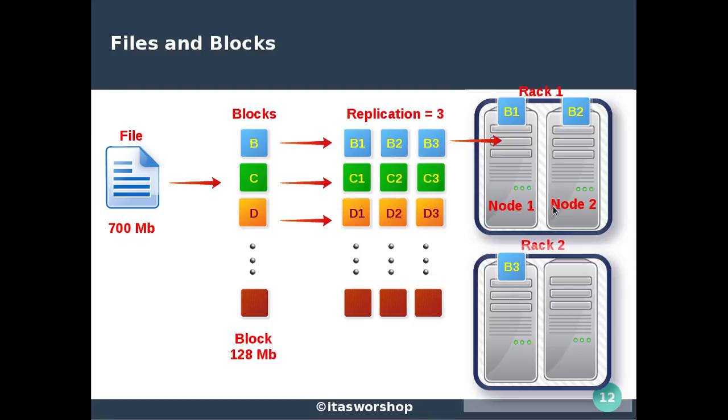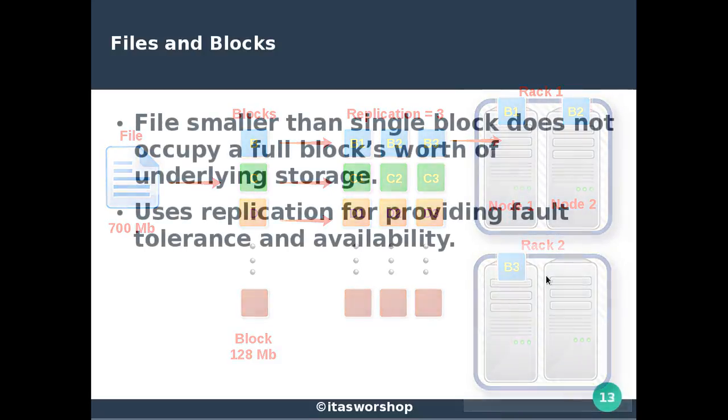That's how, if this node 2 goes down, we can retrieve this block B1 from node 1, and if this rack goes down, we can retrieve it from B3. So this provides fault tolerance. Even if some node is down, we can retrieve a particular block from another location. So your file is divided into blocks, and then blocks are replicated. Those replicated blocks are put using this scheme on different nodes in racks. That's how it works.